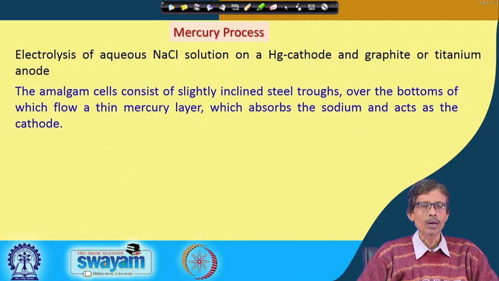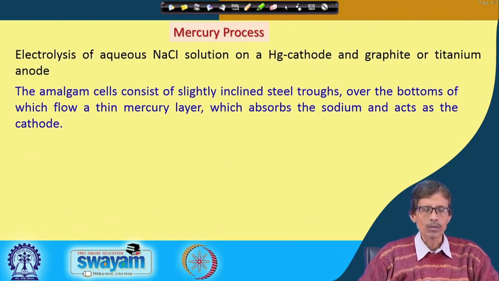So, the amalgam cell consists of slightly inclined steel troughs. Steel containers are nothing but the steel troughs, over the bottoms of which flows a thin mercury layer. We are not using a huge amount of mercury, because mercury is not allowed environmentally and is not very useful from the industrial point of view, because it is deadly for the environment, deadly for human health, and deadly for the animal kingdom also. So, we should restrict it; the restriction was there even when this was developed around 100 years back. People are very careful not to misuse mercury for this particular purpose.